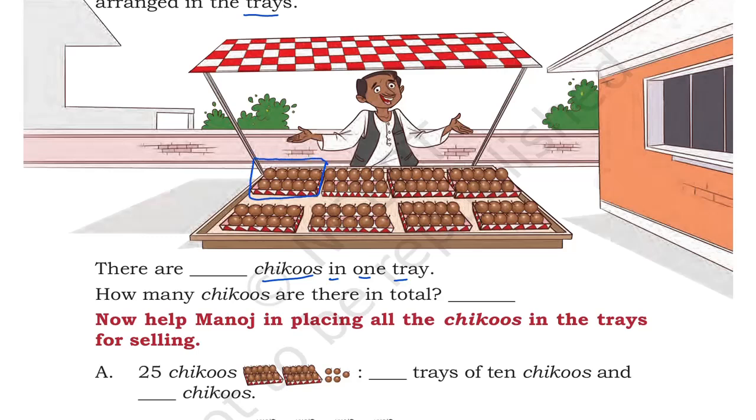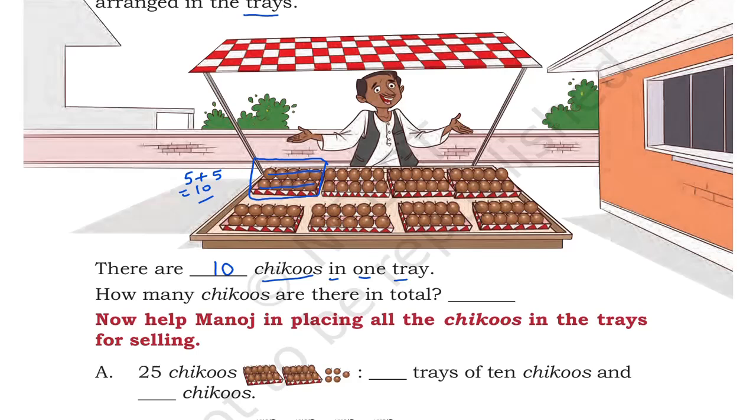The upper layer has how many chikus? 5. The lower layer also has 5 chikus. So in all we have 5 chikus in the upper row and 5 chikus in the lower row. That makes a total of 10 chikus in one tray. So we're going to write our answer. There are 10 chikus in one tray.